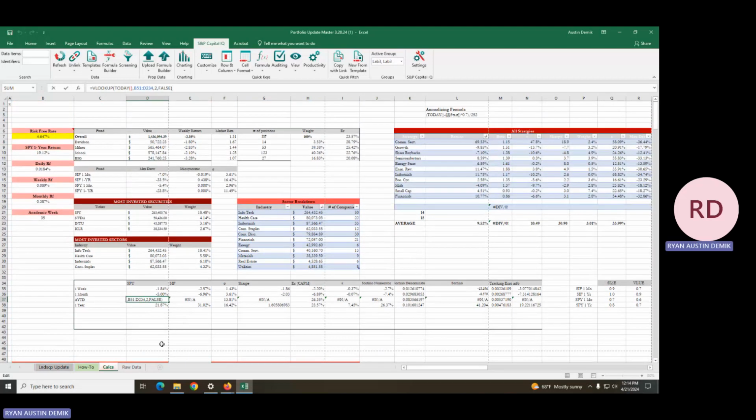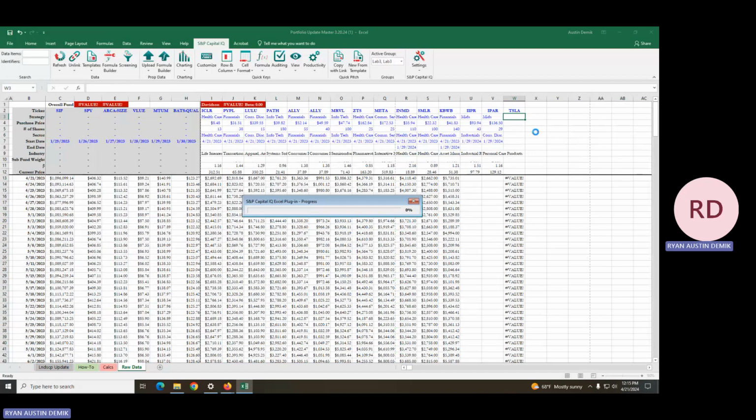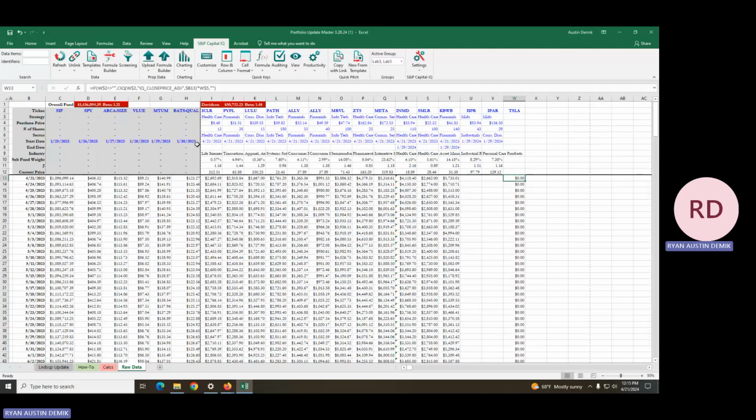So when you want to update the portfolio and add some trades, add assets and remove assets, you're basically just going to come in here to the portfolio tab, or the raw data tab. We're going to put in a ticker. So let's put in Tesla. They've been in a bit of a slump recently, so let's just throw them in. You'll see Cap IQ is doing its magic here. You'll see that it is saying 0. That's because we don't have any shares yet.